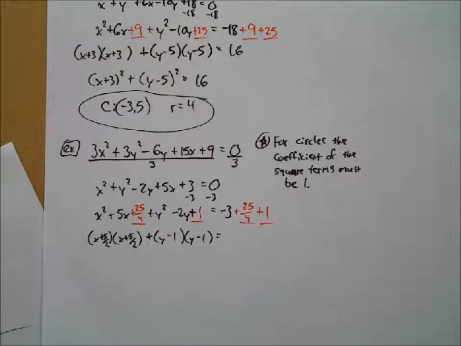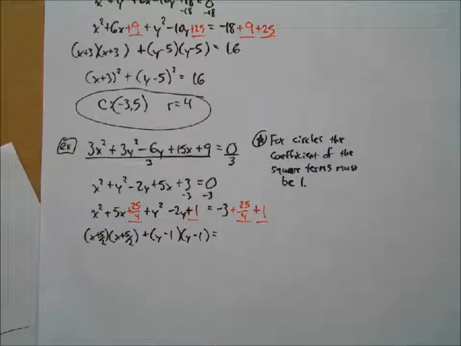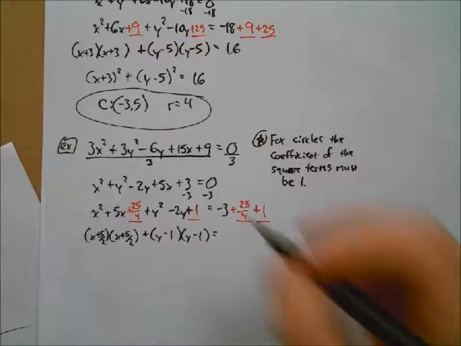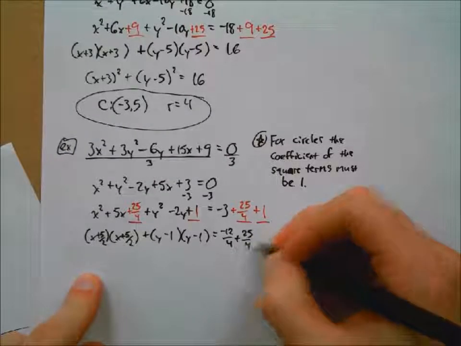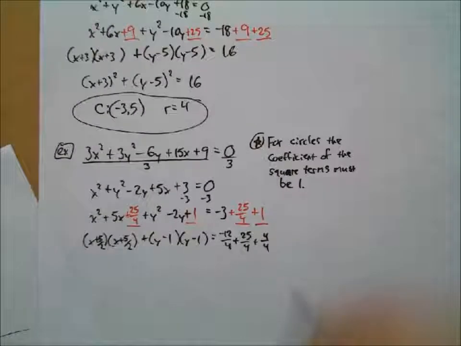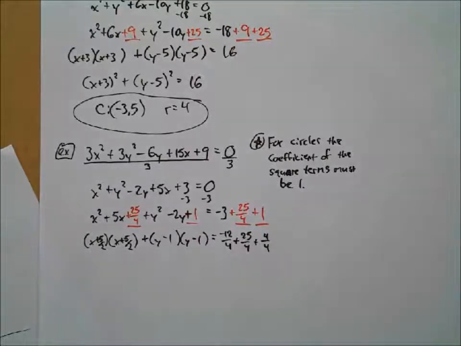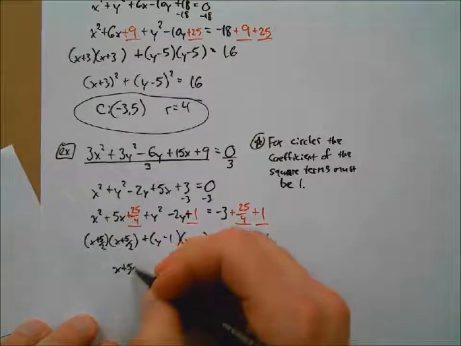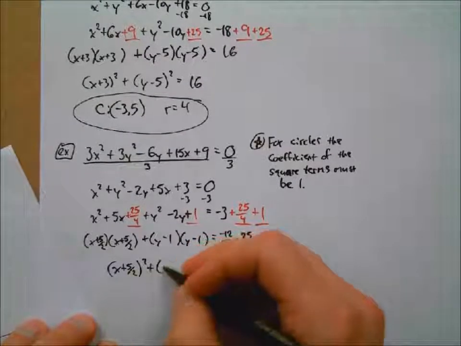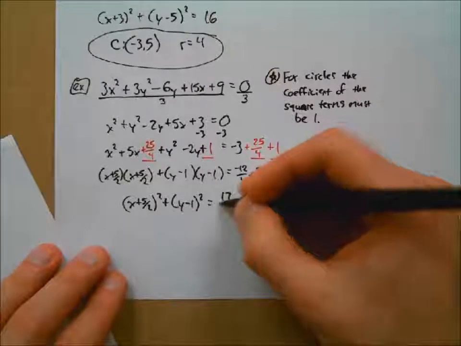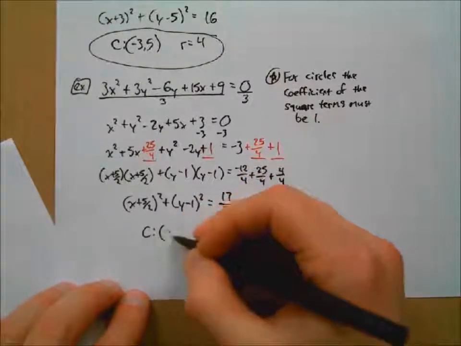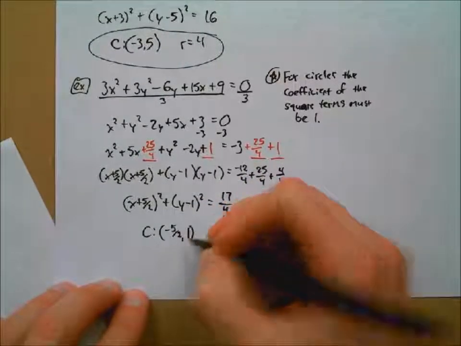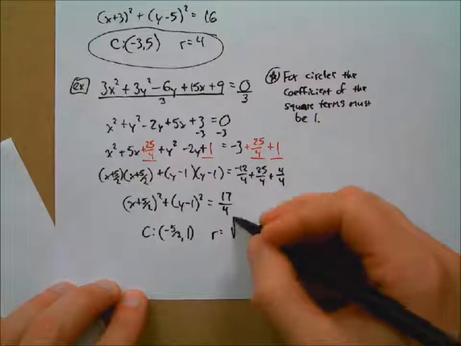Okay, got to add these numbers together over here, and one of them is a fraction. So let's see here. Negative 3 is the same thing as negative 12 fourths plus 25 fourths, and then 1 is 4 fourths. And so we get x plus 5 halves squared plus y minus 1 squared equals 17 fourths. Good. And so then the center in our case is going to be negative 5 halves, comma 1. And the radius will be the square root of 17 fourths.